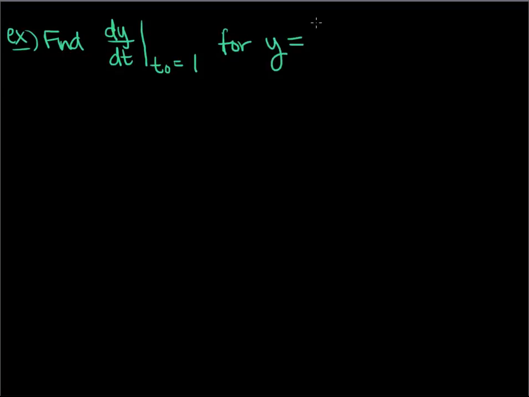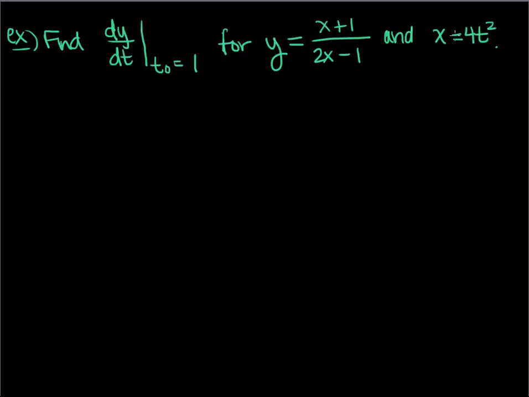So the next example I'd like to do for you is let's find dy dt evaluated at t naught, which we are going to set equal to 1, for, here's what y is going to be. y is going to be the function (x plus 1) all over (2x minus 1), which notice y is a function of x, and look at what we're asking for. We're asking for the derivative of y with respect to t. So that must imply that x is a function of t.